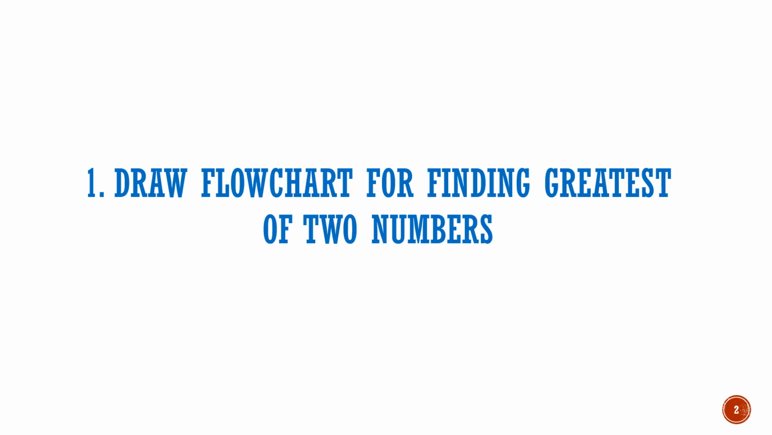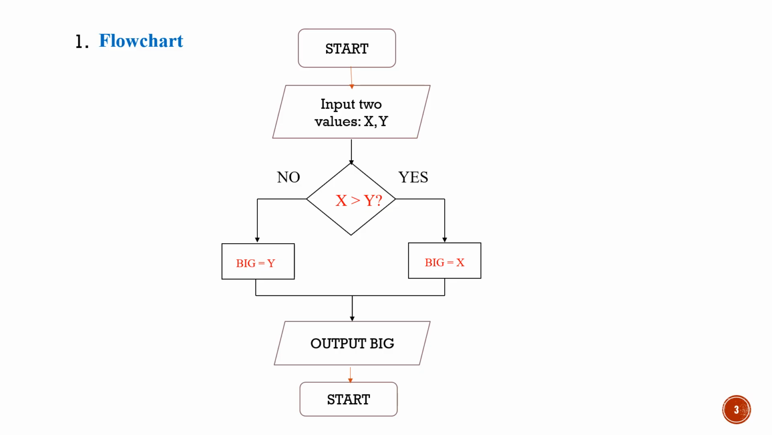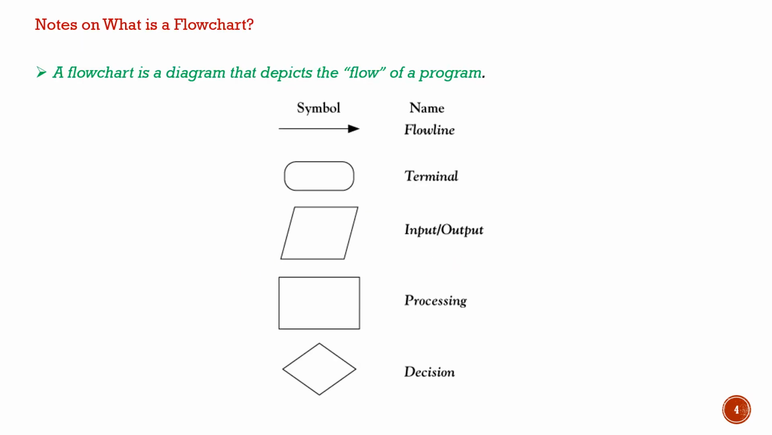As the answer for this one, we have to draw only the flowchart. Program is not required. So input two values, say X and Y, and make use of a decision block. On the left and right, we have the two outcomes. Some additional notes on what a flowchart is are given only for reference.